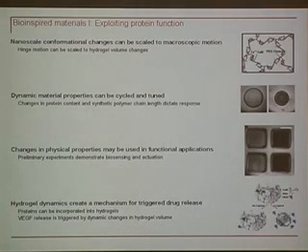So just as a summary of this first piece, we can translate nanoscale conformational changes into changes in macroscopic material properties. These dynamic properties can be cycled and tuned. We can potentially use the physical properties of these gels in functional applications like biosensing and bioactuation. And then the hydrogel dynamics create a mechanism for triggered drug release at a particular time. And so we're heading toward uses in both standard drug delivery applications as well as regenerative medicine.